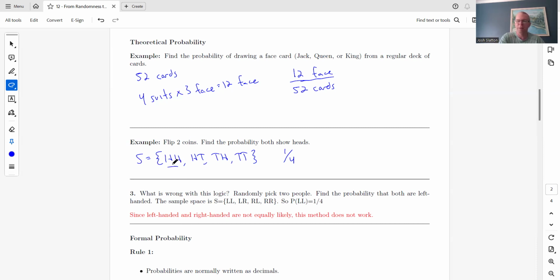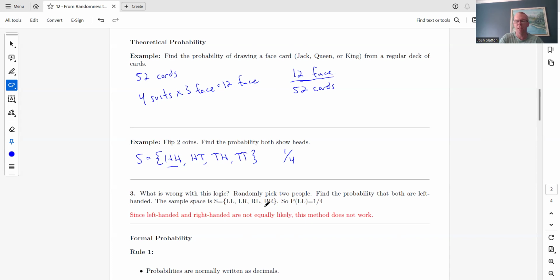Whereas in this case, the probability of heads and tails is the same. So we can assume each of these events are equally likely. We cannot assume these events are equally likely. You're not likely to get 2 left-handed people. You're much more likely to get 2 right-handed people. So this kind of thing only works if the probabilities are equally likely.